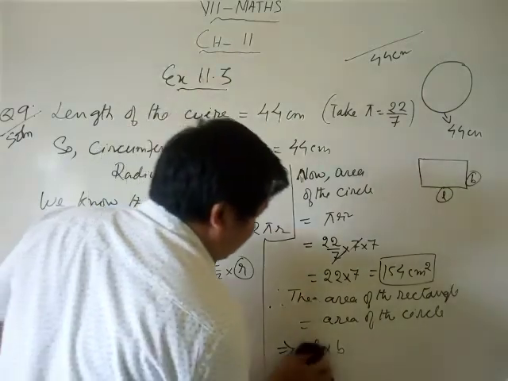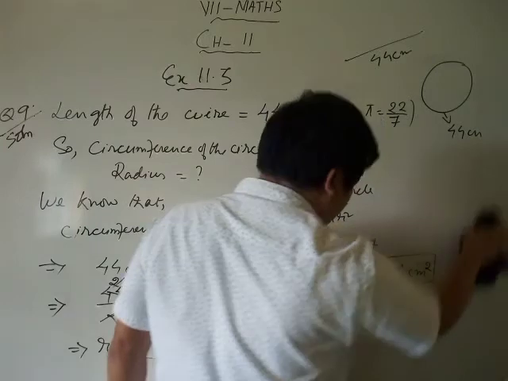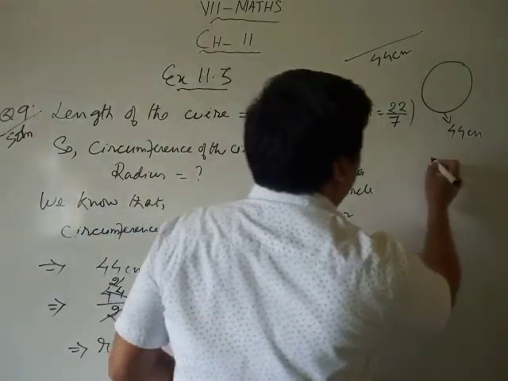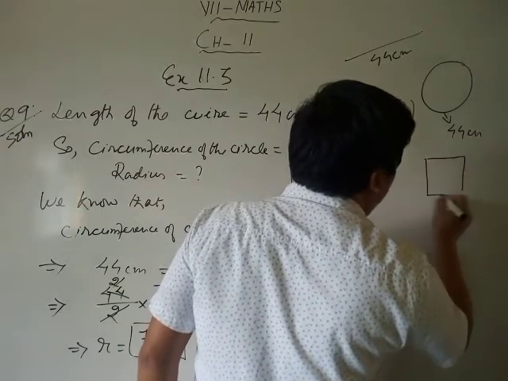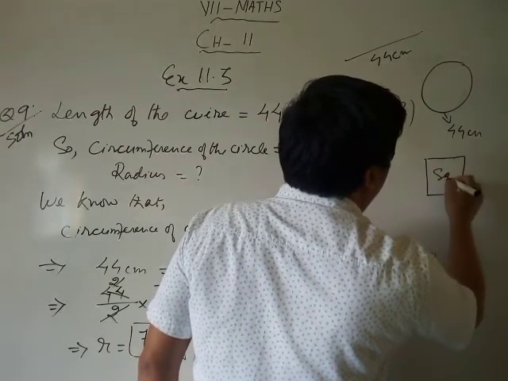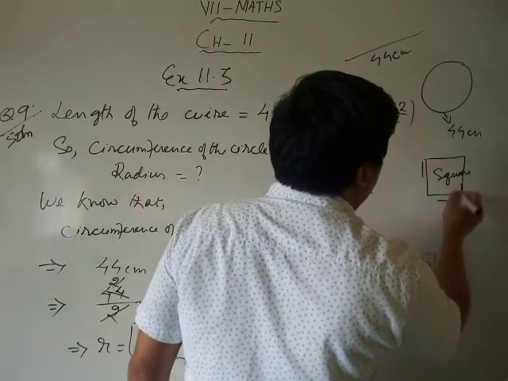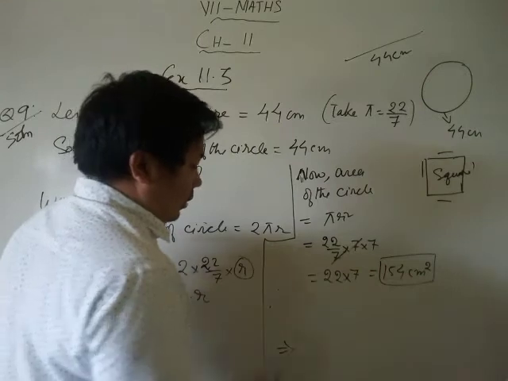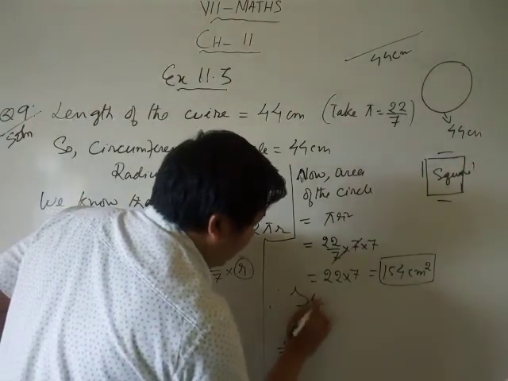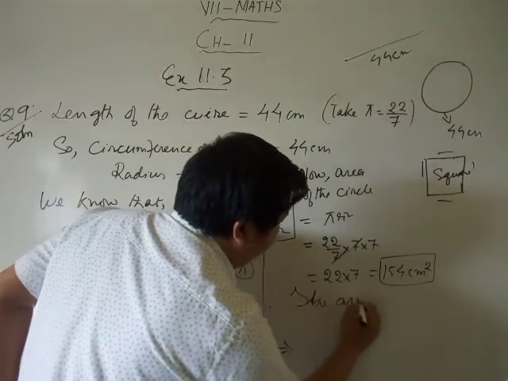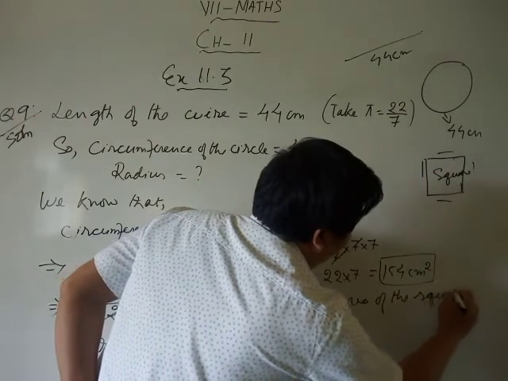My dear students, it is one thing. It is not a rectangle, it is a square. It is made into a square, not a rectangle, it is a square only. So how much is the side we have found? Now, therefore, the area of the square, not the rectangle.